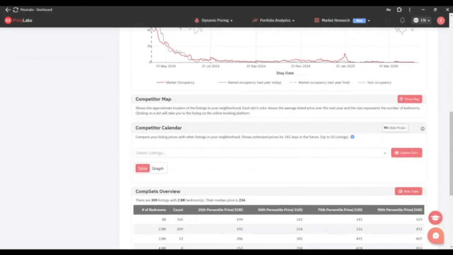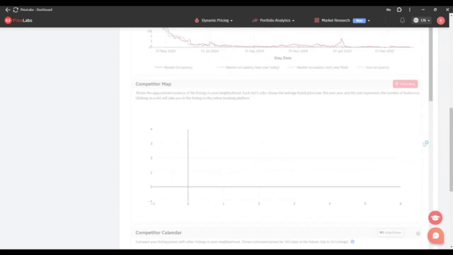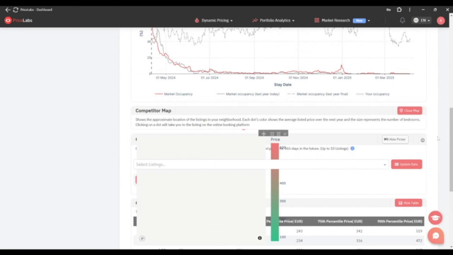Now, I'd shown you the competitor map. If you see this competitor map, and if I click show map, you'd see your property, and you'd see a dot of all the other Airbnb properties around you that we are tracking.